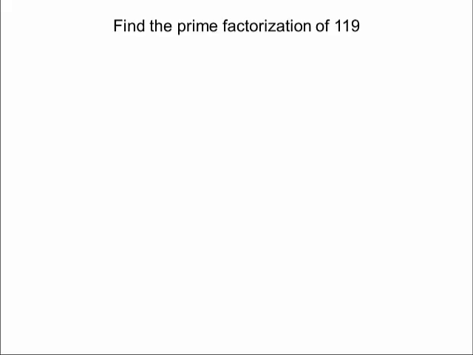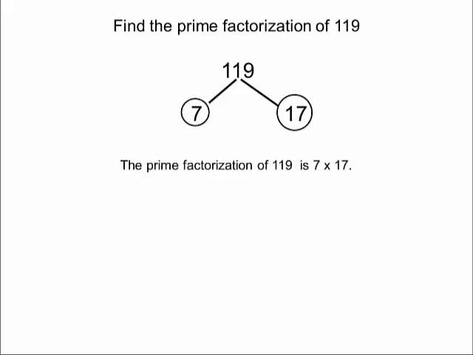Try 119. 119 doesn't have a 2, 3, or 5 as factor, so I need to go to the next one, 7. And when I divide 119 by 7, I find the other factor is 17. Both are prime, so the prime factorization of 119 is 7 times 17.